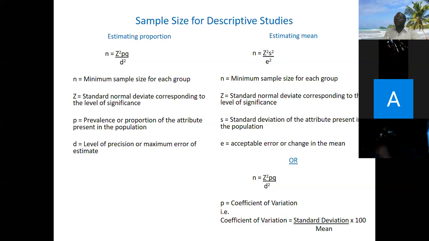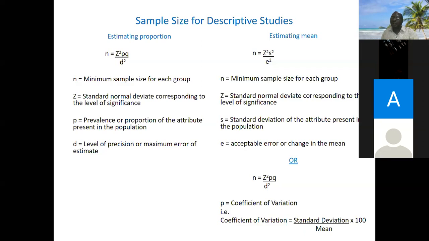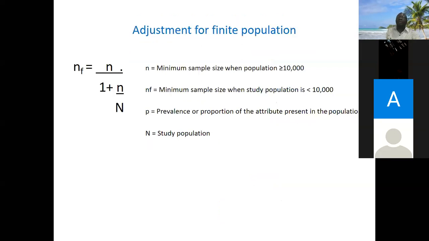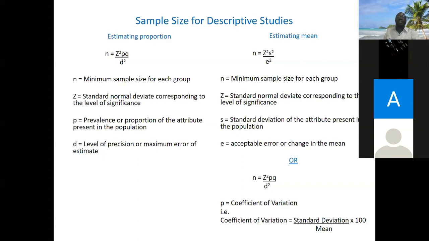So instead of trying to compare them using the mean, you now say, okay, let me compare them using the proportion. Now, we are just talking about estimating sample size for descriptive studies, whether the first one is a categorical outcome, or the second one is a quantitative outcome.